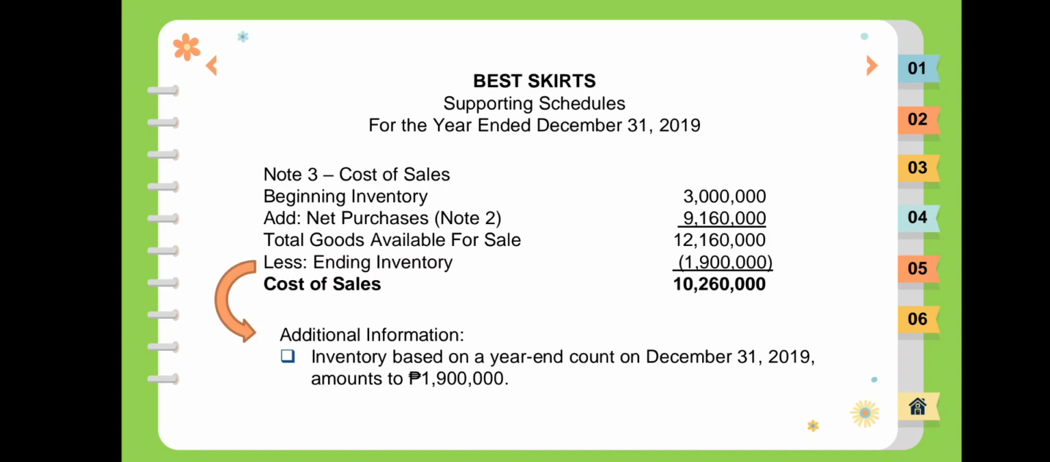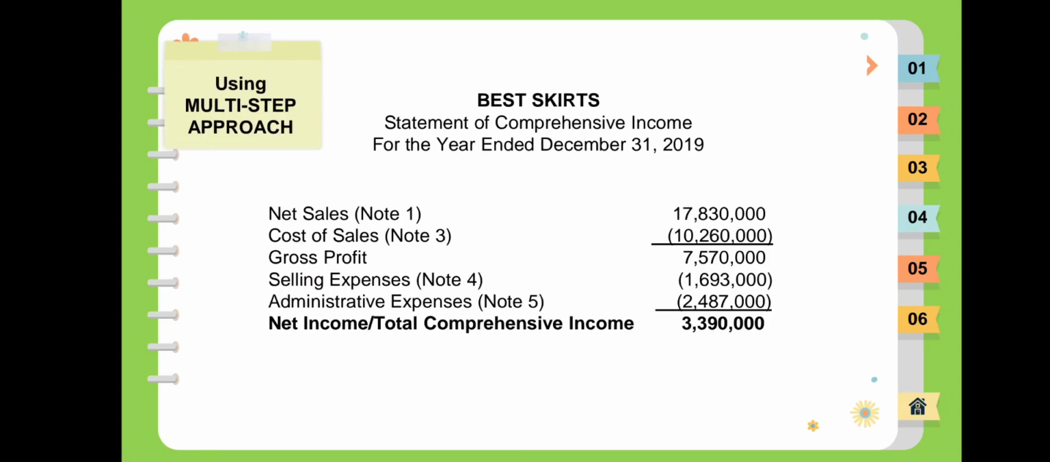Yan yung ending inventory. You less ending inventory from the total goods available for sale to get the cost of sales, which is 10,260,000. And now, we have cost of sales na. You deduct cost of sales from net sales to get gross profit. Take note of the formula of gross profit, ha? Gross profit is equal to net sales minus cost of sales.